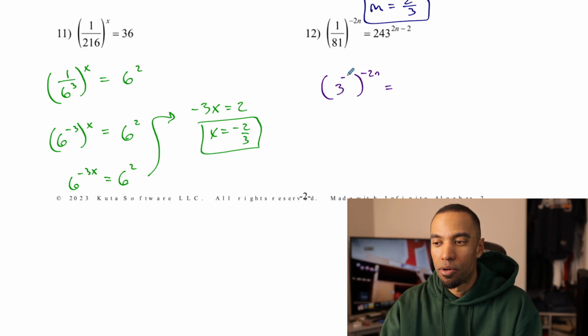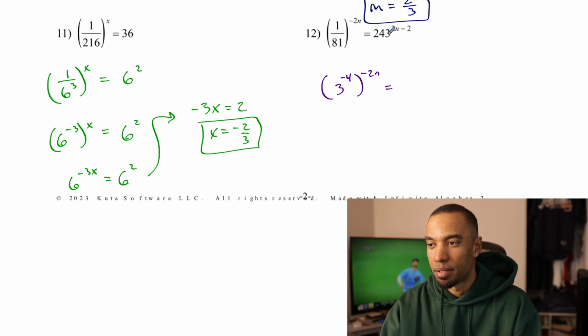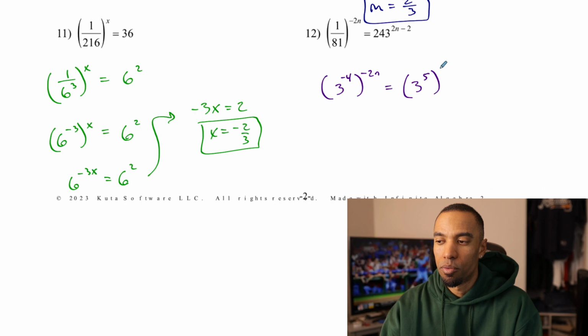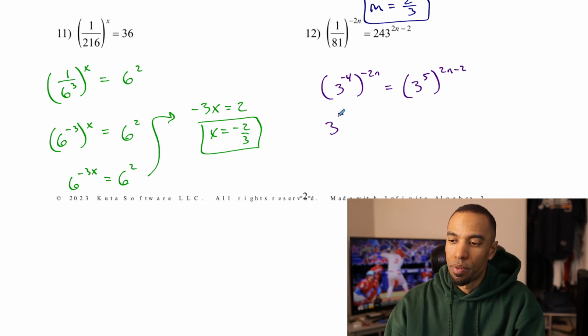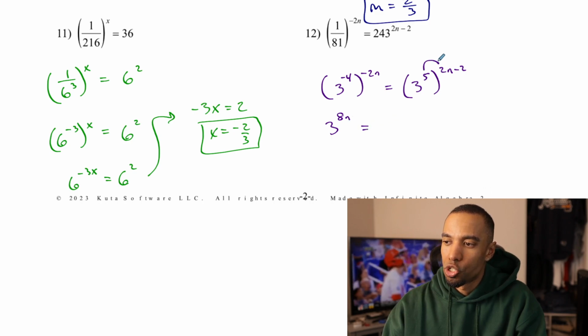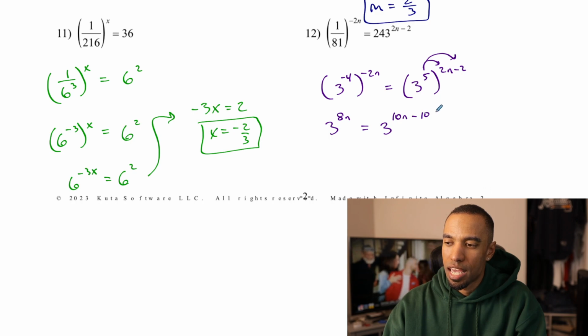3 to the 4th power is 81, so 3 to the negative 4th power there. 243 is 3 to the 5th power. So 3 to the 5th will be raised to the 2n minus 2 like that. I'm going to multiply these. I get 3 to the 8n here. And distribute this. I get 3 to the 10n minus 10 power.